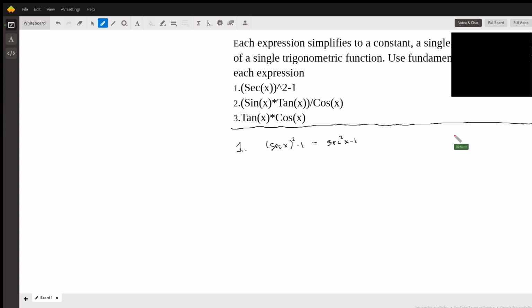So one of the identities is that 1 plus the tangent squared is equal to secant squared. So you can see this is just going back to the problem. All we have to do is realize that this is the tangent squared of x. You can see that by subtracting 1 here. Just subtract 1 from both sides.